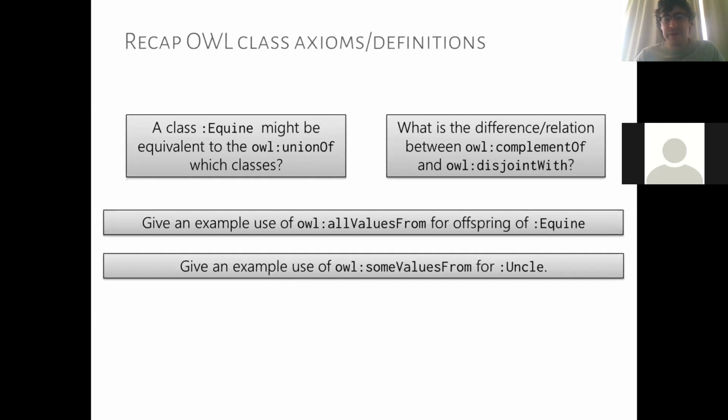Give an example use of owl's some values from for uncle. So essentially the question is, what do uncles have? What can we say that uncles most certainly have?